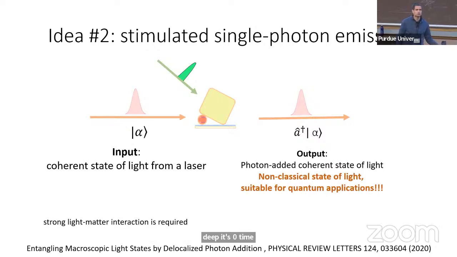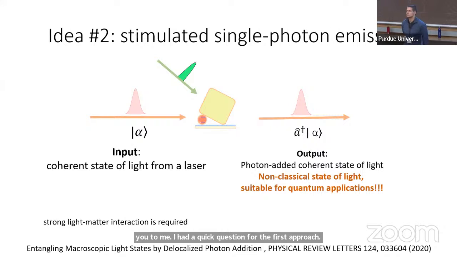Thank you, Demid. I had a quick question. For the first approach, how do we ensure that anti-bunching is guaranteed from the four-wave mixer for the difference frequency generation process?